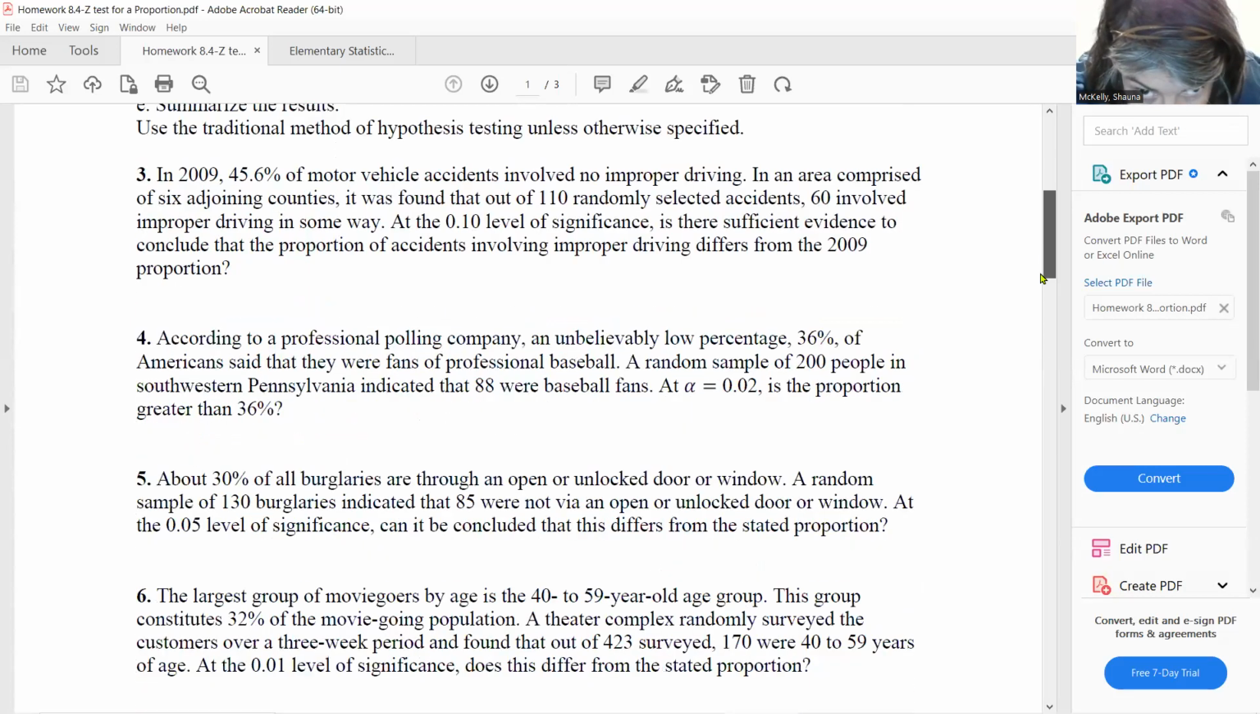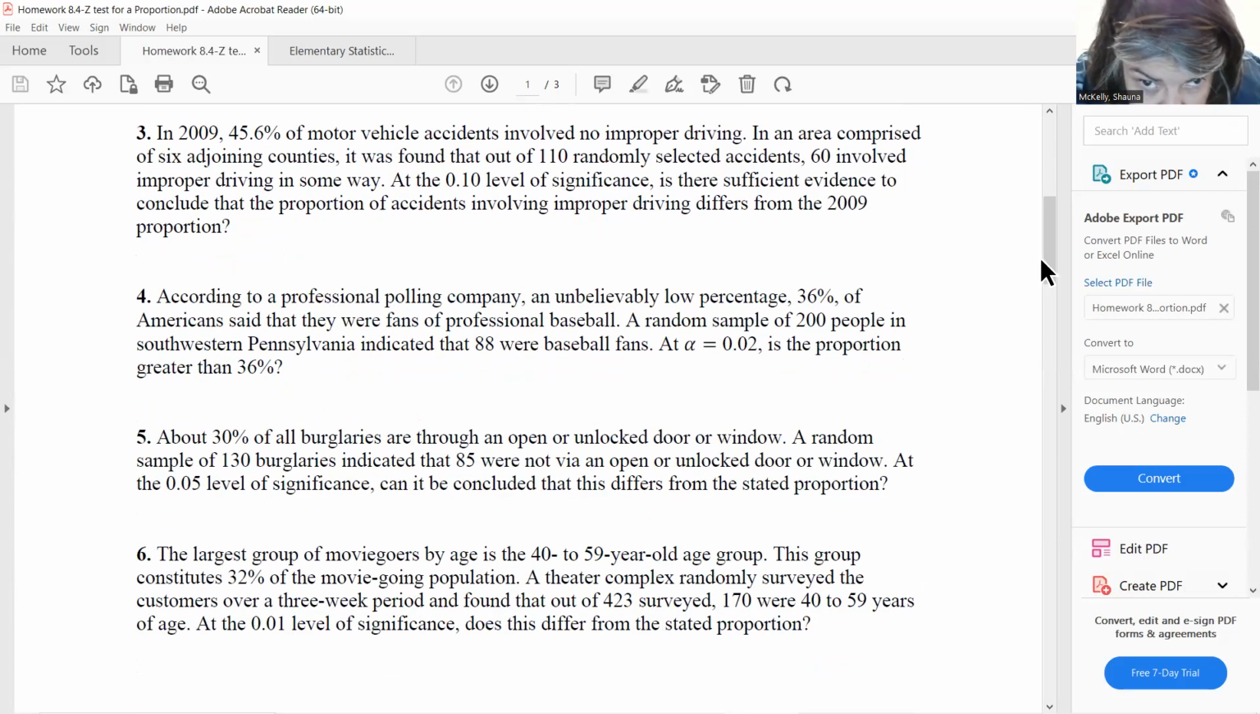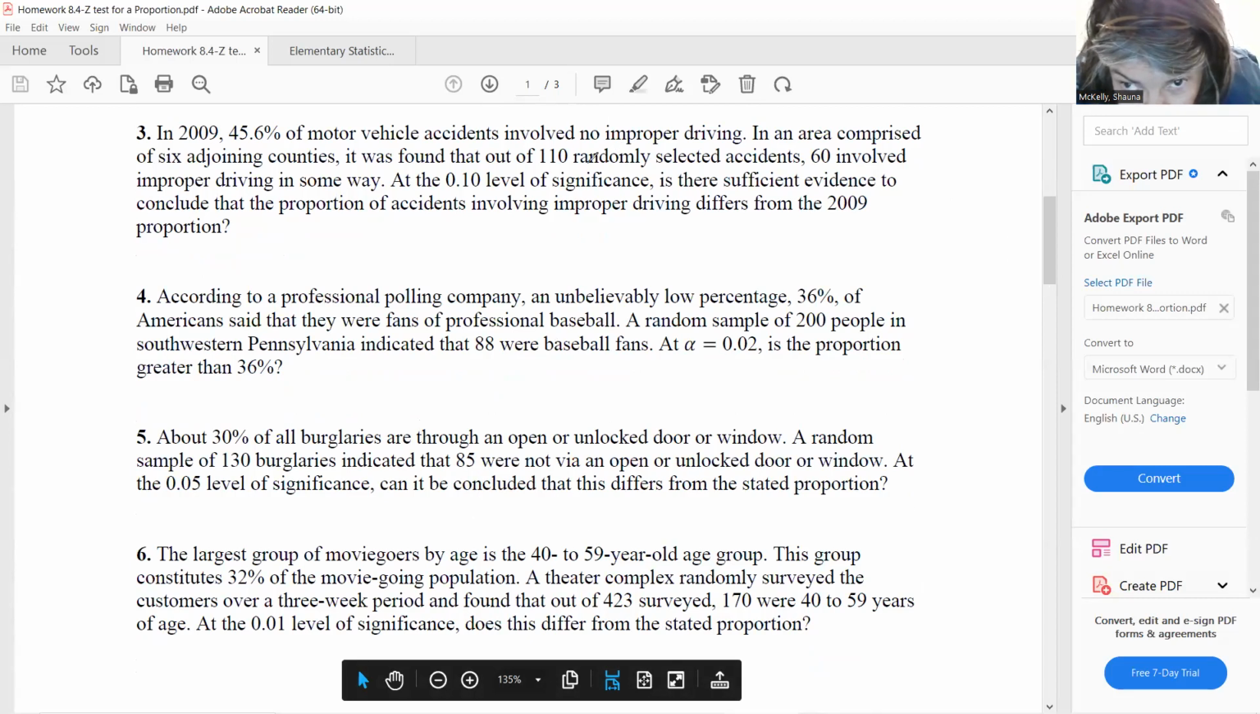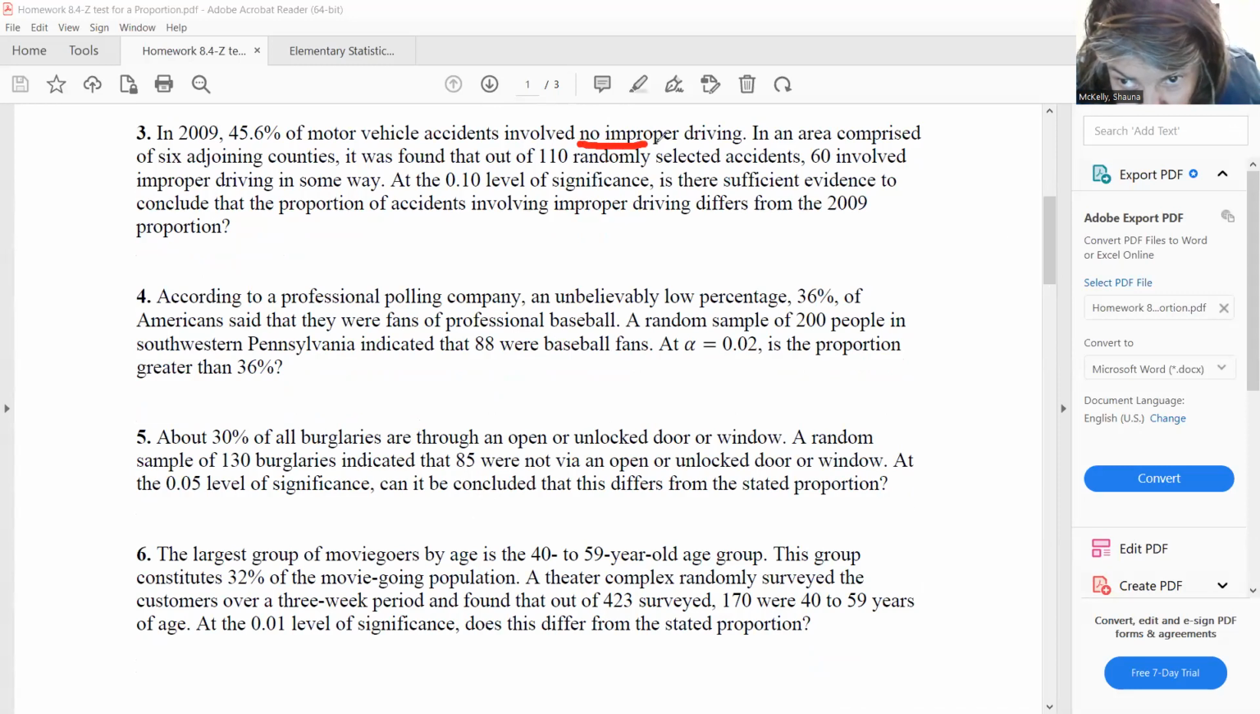Okay. Scroll up so we can see it. Now, I'm reading number 3 right now. In 2009, 45.6%, there's my percentage of what? Motor vehicle accidents, what about them? Involved no improper driving. Okay, this is going to have a twist in it, so we've got to be a little careful here. Involved no improper driving means everybody drove the way they should have. So 45.6% of the people were driving the way they should have been.